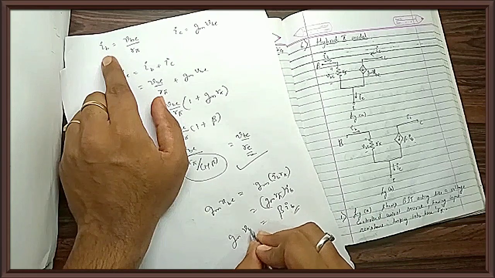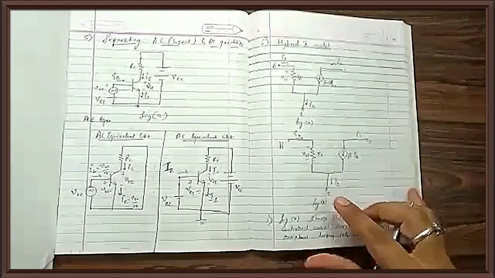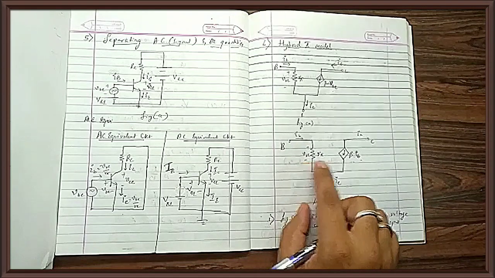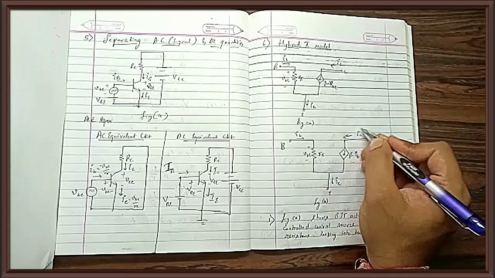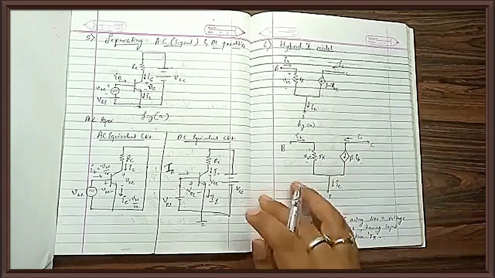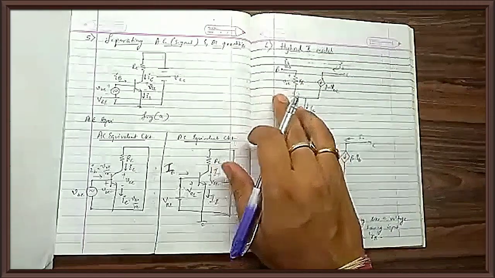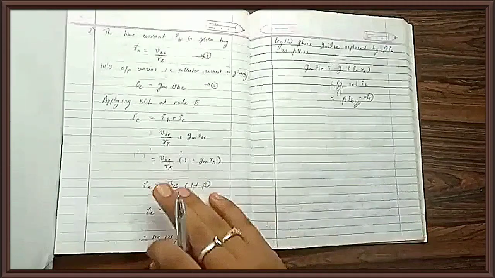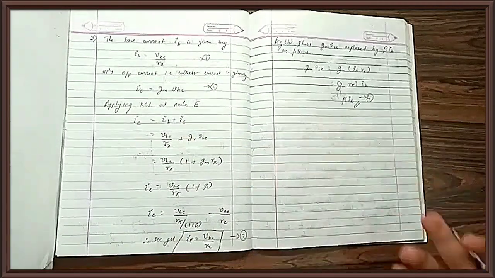So I can replace GM into VB by beta into IB, and I can redraw the circuit the same as over here. So this is the current IB across R pi, the voltage appearing here is VBE, this is beta into IB, the output current is IE, and the current flowing on the output side is IC. So this is also an equivalent diagram of the hybrid pi model. I can write the hybrid pi model in this fashion or in this fashion. The same thing I tried deriving here. Go through it, and hopefully the points are very clear. Thank you.